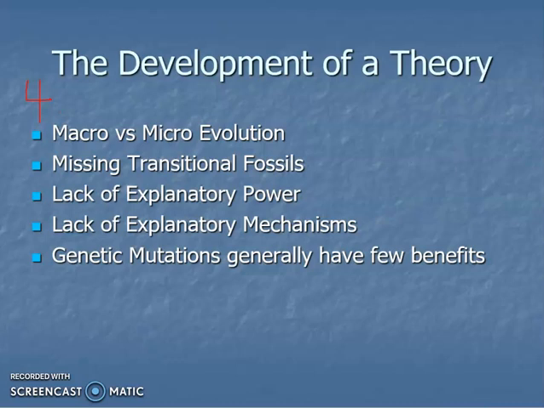Now, why is it still a theory, people always ask? There are a variety of reasons for that. Number 1, there are missing transitional fossils. Lack of explanatory power, meaning based on the fossils, they can't quite figure out timelines, like how it could have happened so quickly. And also explanatory mechanisms, like how could genetic mutations have actually caused things to upward evolve. So that's some of the issues with it. If you ever get into studying this stuff, you do have to be aware of those things.